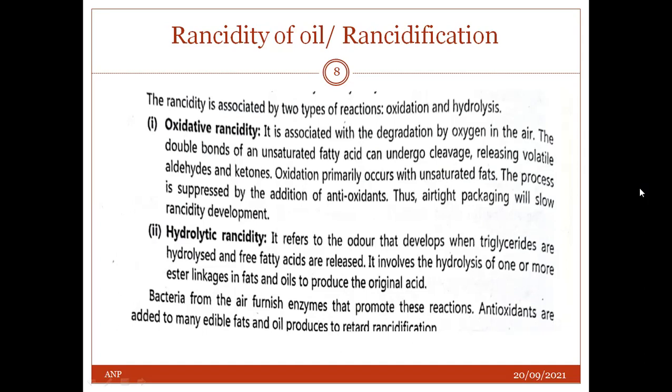Hydrolytic rancidity refers to the odor that develops when triglycerides are hydrolyzed and free fatty acids are released. It involves the hydrolysis of one or more ester linkages in fats and oils to produce the original acid. Bacteria from the air furnish enzymes that promote this reaction. Antioxidants are added to many edible fats and oils products to retard rancidification.